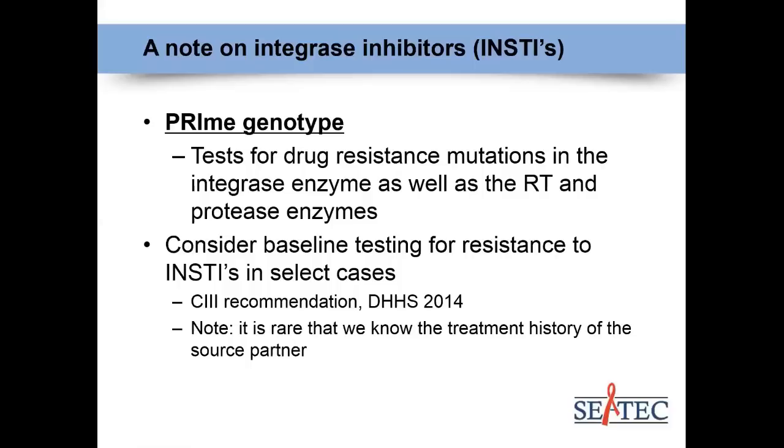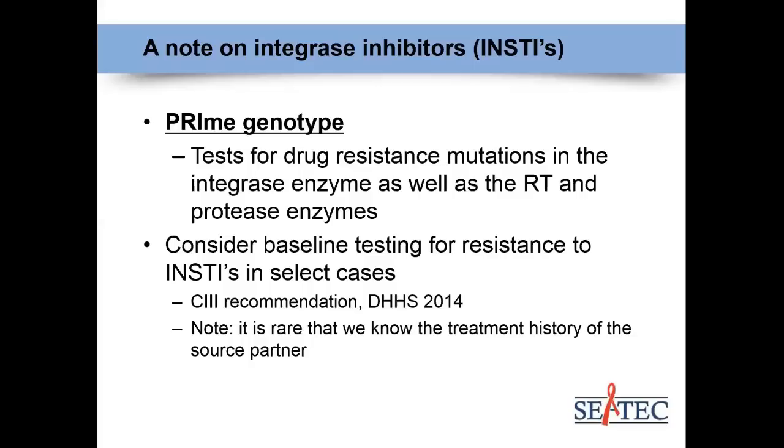But in terms of the DHHS guidelines, they say consider baseline testing for integrase inhibitor resistance in select cases. And even that recommendation was a C3 recommendation rather than, say, an A or a B recommendation. So you may find experts who want to do this at baseline, but they're saying really you should only be checking it in select cases. What might that select case be? Maybe someone where you actually know who the infecting partner is and know that they were exposed to integrase therapy.